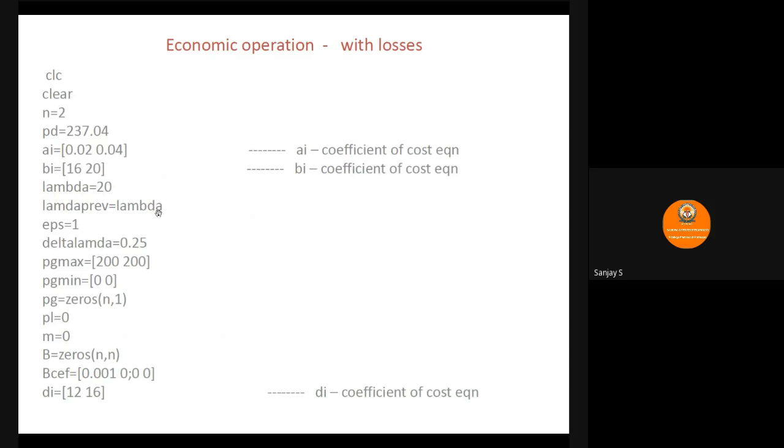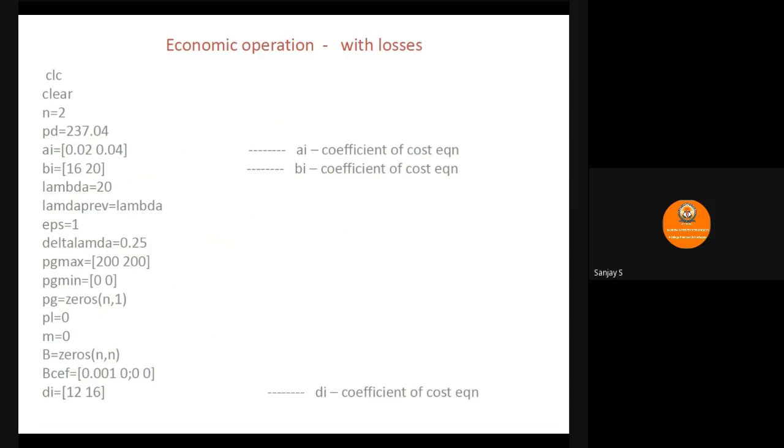Lambda previous is equal to lambda. It is declared. EPS is equal to 1. Here the tolerance value is taken as 1. Delta lambda is taken as 0.25. See, here comes the difference. Theoretically, we have a formula for calculating delta lambda. Here delta lambda is taken straight away.